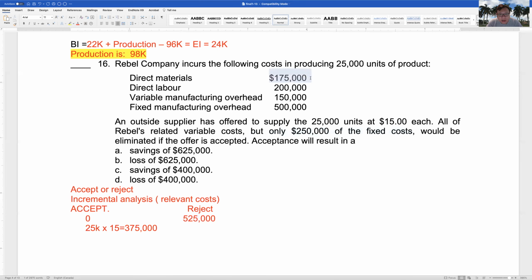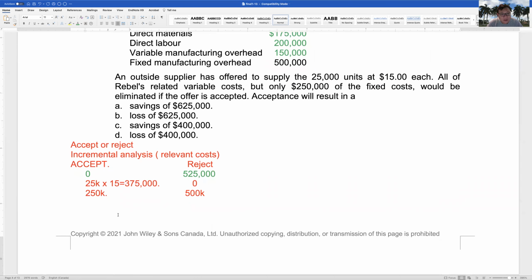So if I add direct material, direct labor, and variable overhead, if I add these 3, I'm going to use the green color. So if I add these 3 numbers, that's going to give me 525,000. Okay, so here is 0. And we have to look at the fixed cost on its own, right? If you accept it, 250,000 of fixed cost will be reduced. That means if you accept it, the fixed cost would be 250K. If you reject it, you make it on your own, that's going to be 500K. Okay? I think that's it.